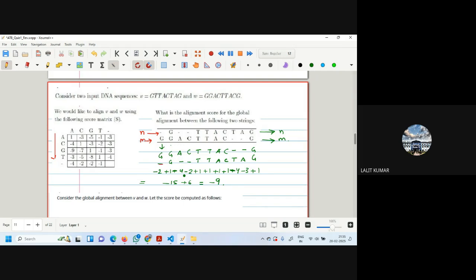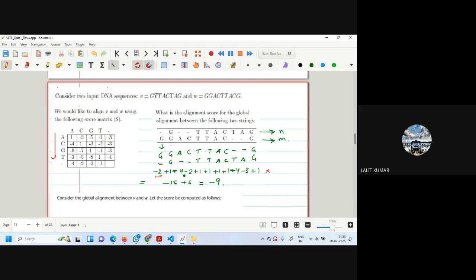Have you understood my point? So don't think that we have to take indel G. If we take indel G, then it is -3. So we have to take G indel, and G indel is -2. That is the only catch. Otherwise, it is simple mathematics.